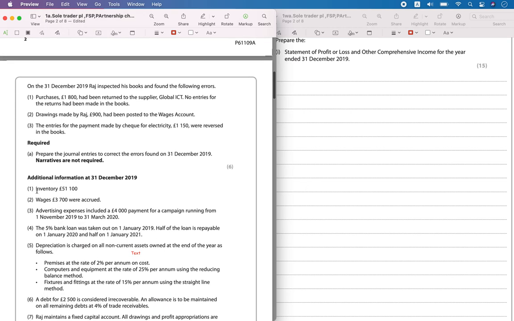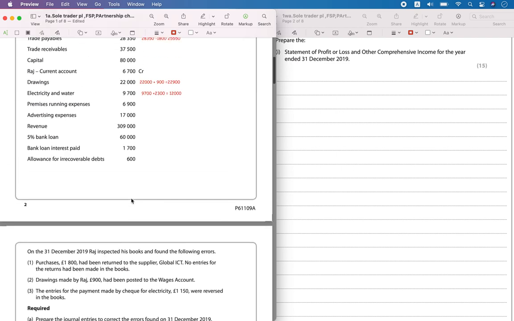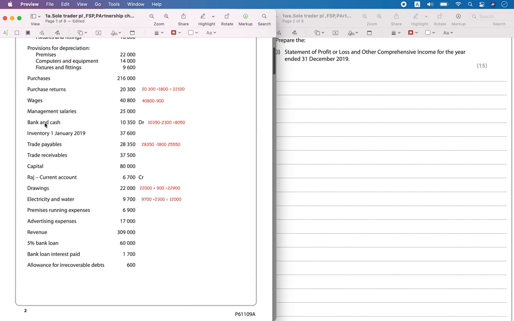Now Part B of the question is only to do with the statement of profit or loss and other comprehensive income for the year. So let's adjust other things. This inventory of 5100 on 31st December is a closing inventory. Then he says wages were accrued 3,700. So let's adjust the wages: 4,800 plus 3,700 minus 900, that is 43,600.